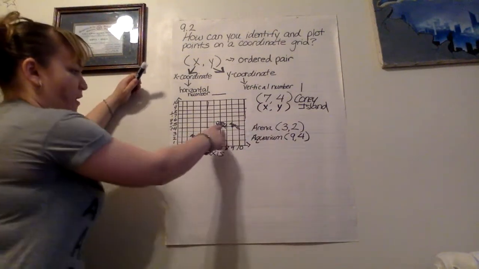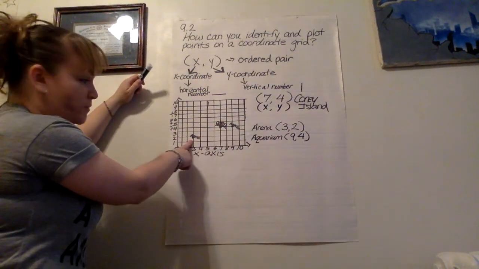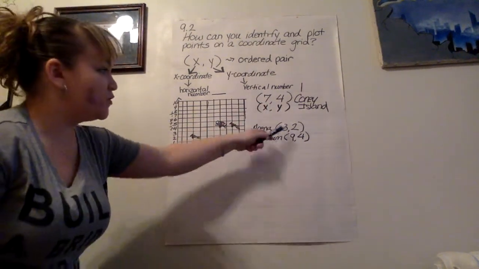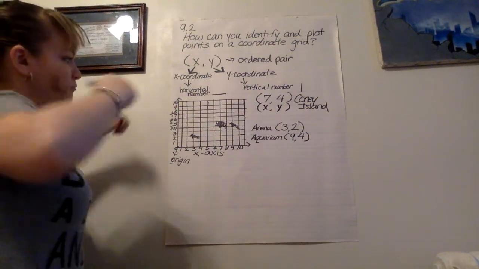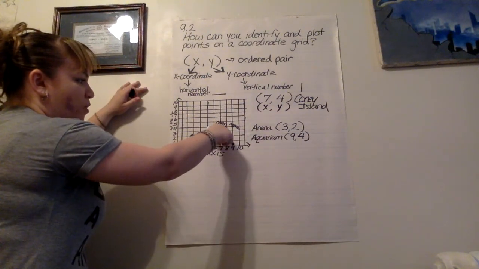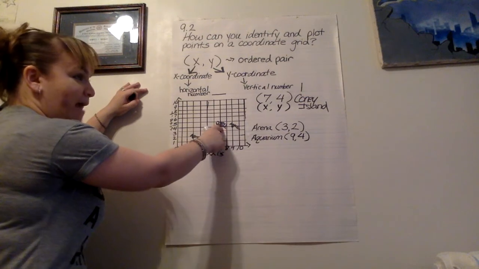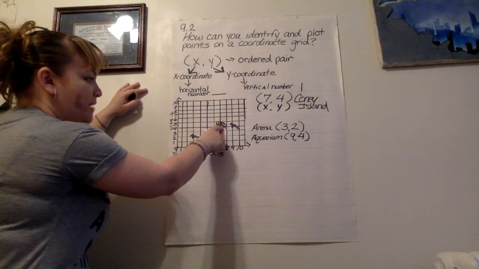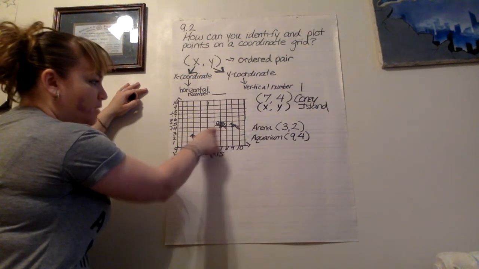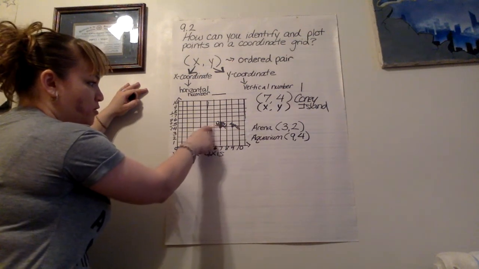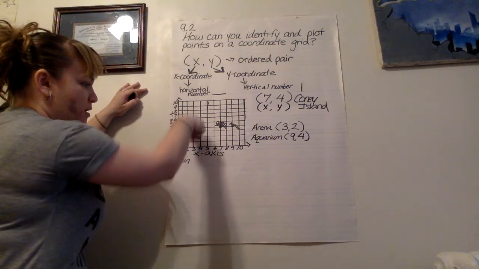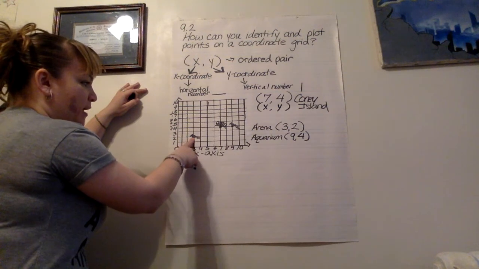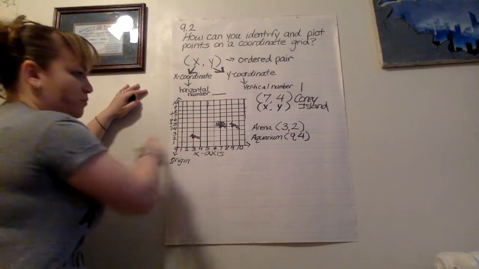What about Coney Island to the arena? So Coney Island is (7, 4) and the arena is (3, 2). You could describe it as, all right, I'm going to walk. You're going to do your x-axis first, so you're going to walk horizontally first. Every time you get past a unit block, count it. 1, 2, 3, 4, and then go down. 1, 2. So it is 4 over and 2 down.